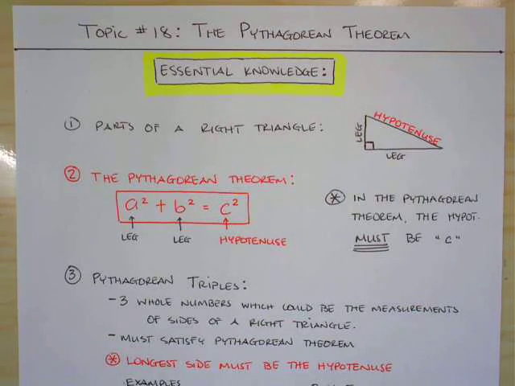If we plug all these values in, we see 3 squared plus 4 squared, and we want to know if it does equal 5 squared. 3 squared gives us 9, 4 squared gives us 16, and 5 squared gives us 25. 9 plus 16 gives us 25, and because these are equal, this is a Pythagorean triple because it does satisfy the Pythagorean theorem.